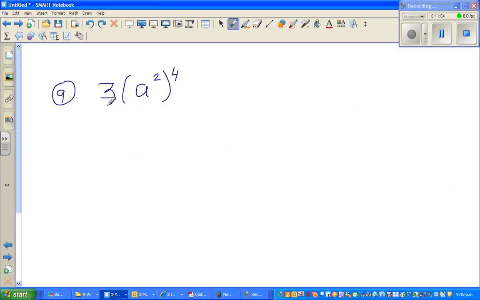So this is 3 times a squared to the power 4. Now this is called power of power. So when you have two powers with a bracket in between, you have to multiply. I'll show you why later. So this is 3 times a to the power 8. So the final answer would be 3a to the power 8. Now, why did I do this? I'll explain this here.